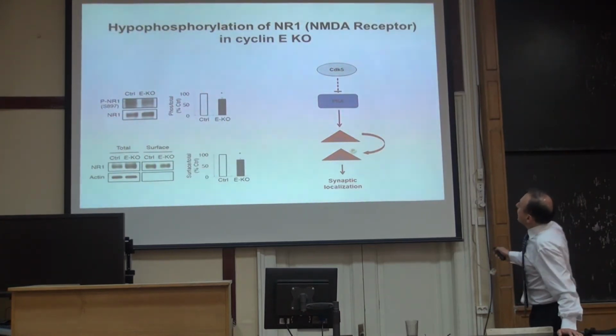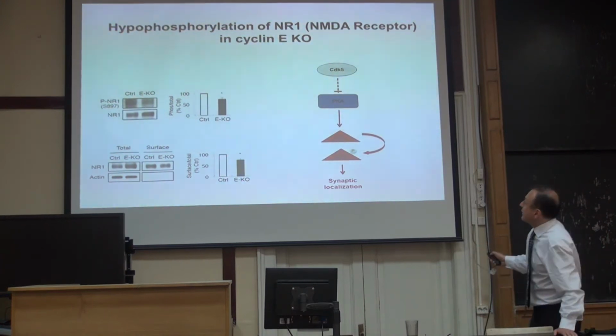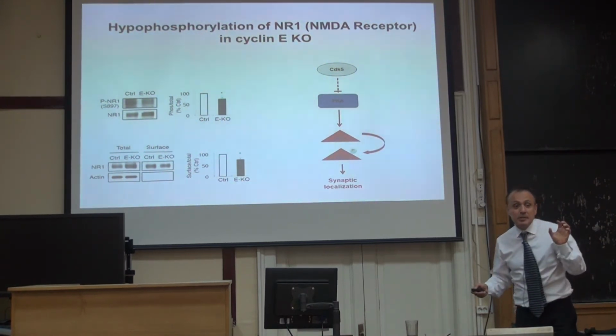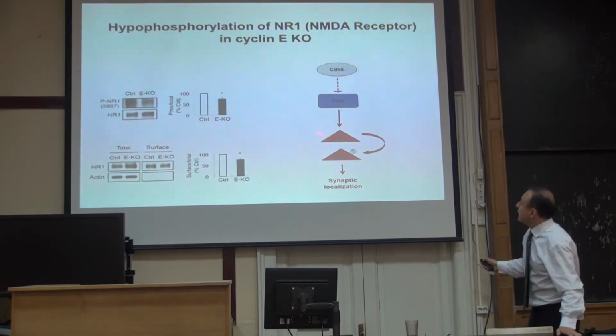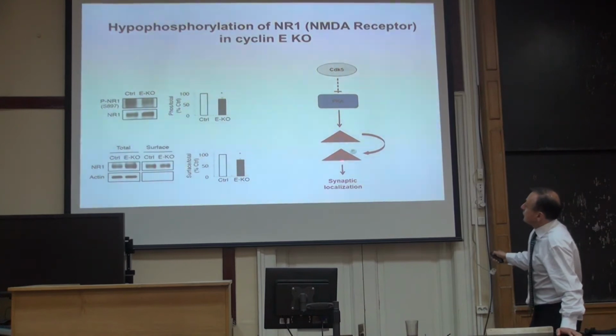And also, this is a bit complicated slide, but I'll walk you through because I think the take-home message is important: CDK5 indirectly inhibits the kinase, protein kinase A. And protein kinase A, or PKA, phosphorylates a protein called NR1, which is the glutamate receptor. It's a very important receptor in our brain that is required for learning and memory. And this phosphorylation is required for synaptic localization of this protein.